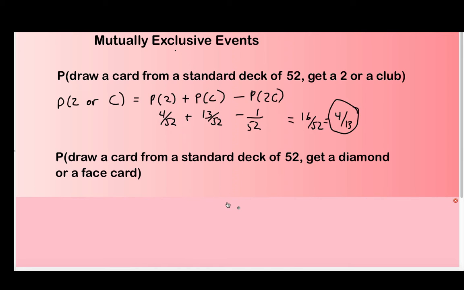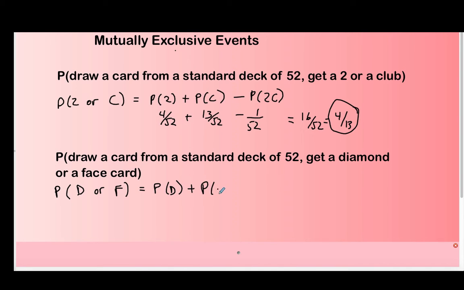Now, you try this one. Pause the video, see if you can figure out what it is, and when you're ready, come back. You got it? Okay, well, the probability that we're going to get a diamond or a face card is the probability that we get a diamond plus the probability that we get a face card, but there are some common outcomes. We have to subtract the probability that we get a card that's a diamond and a face card.